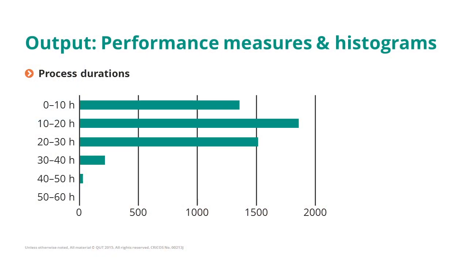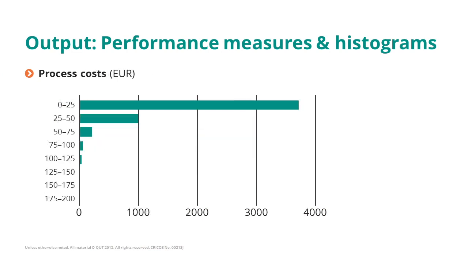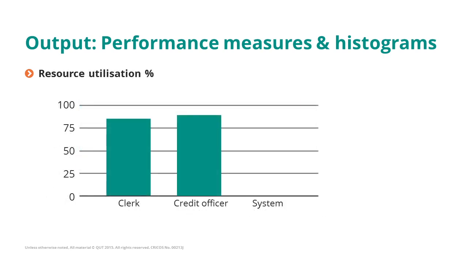Typically, this simulation output takes the form of performance measures, like, for example, the average cycle time observed during the simulation, or histograms thereof, like the histogram of cycle times, the histogram of waiting times, the histograms of resource costs, or the resource utilization during the execution of the simulation, where resource utilization, as we saw before, is the percentage of time that resources are actually busy performing process work.